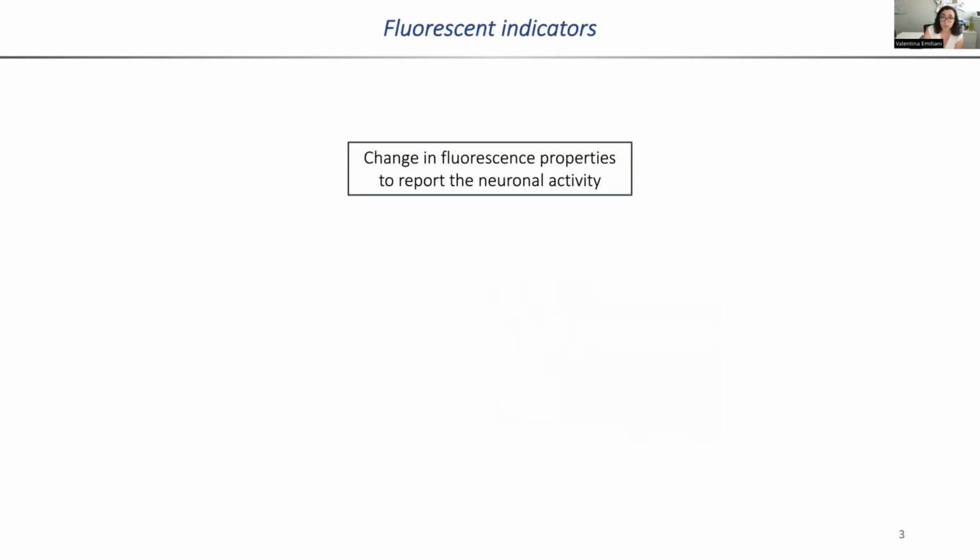And so to image, we are mainly using fluorescent indicators. These indicators have the ability to change their fluorescence properties to report the neuronal activity. The vast majority of them are intensity-based, which means that the fluorescence intensity will change when there's some activity. This can be expressed with delta F over F, which is the ratio of the change of the fluorescence to the baseline fluorescence.